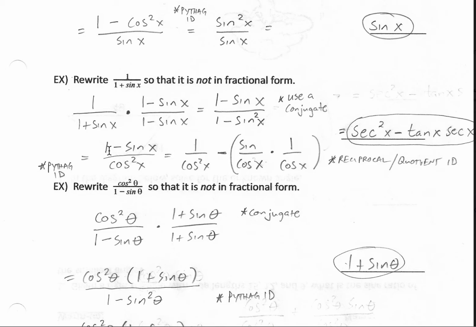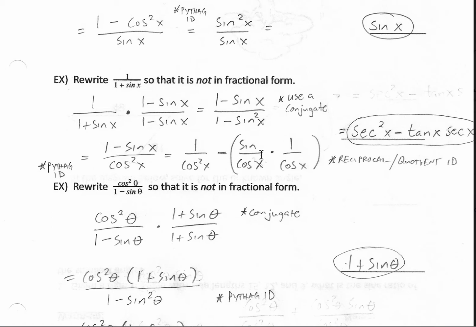If I separate my fraction here and give each of those numerator terms their own denominator, so 1 over cosine squared minus sine over cosine squared, and then I just separate my cosine squared into 1 over cosine. So if we work backwards here, sine times 1 is sine, and cosine times cosine is cosine squared, so I still have that sine over cosine squared term there.